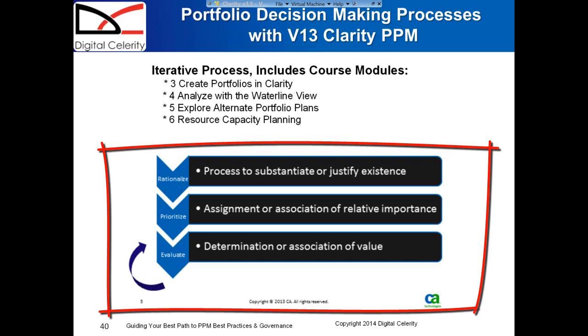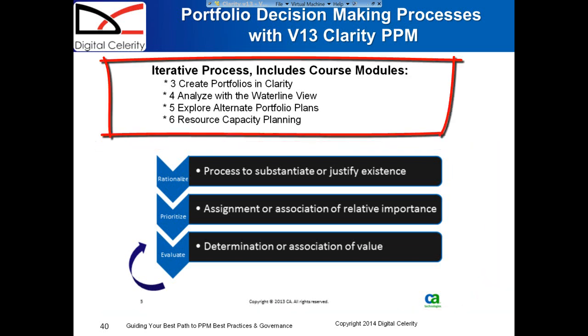What I wanted to say is that in Module 3, we created the portfolio and we can come back to that and make changes to the basic portfolio as we go through these iterations. Also in this Module 4, we analyze with the waterline view and we set the ranking rules. And then in Module 5, we look at alternate portfolio plans. So our what-if scenario planning occurs in Module 5. And then in 6, we focus on capacity planning.